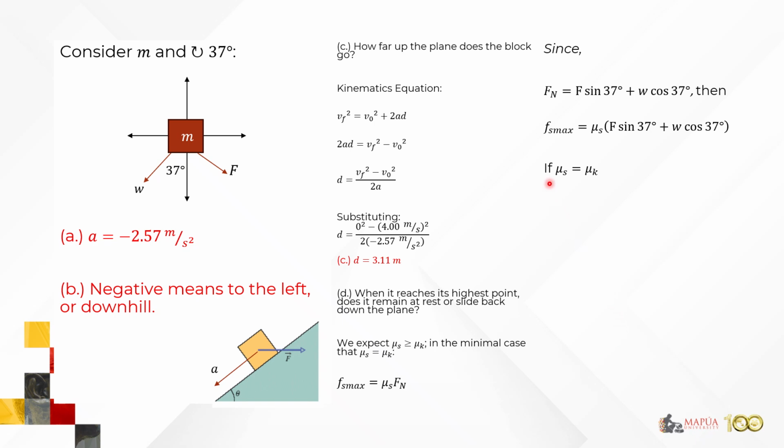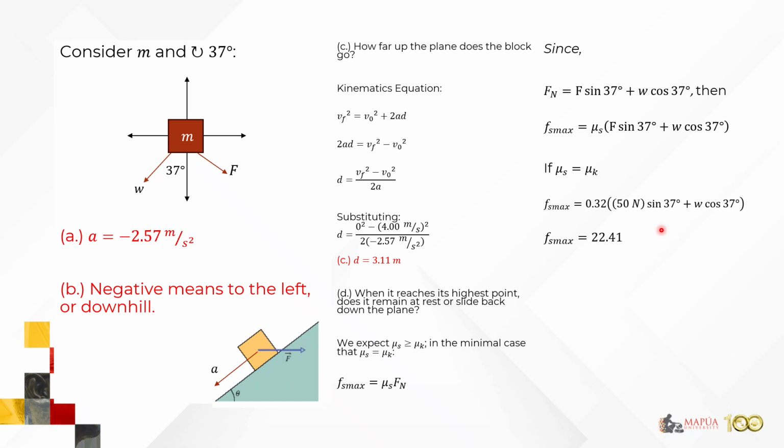And then we are assuming that mu sub s here is equal to mu sub k. Then to calculate for the maximum force at the maximum displacement, at the top, it should be equal to, try to solve on your own. Pause this video. It should be equal to 22.41. So this is the maximum.